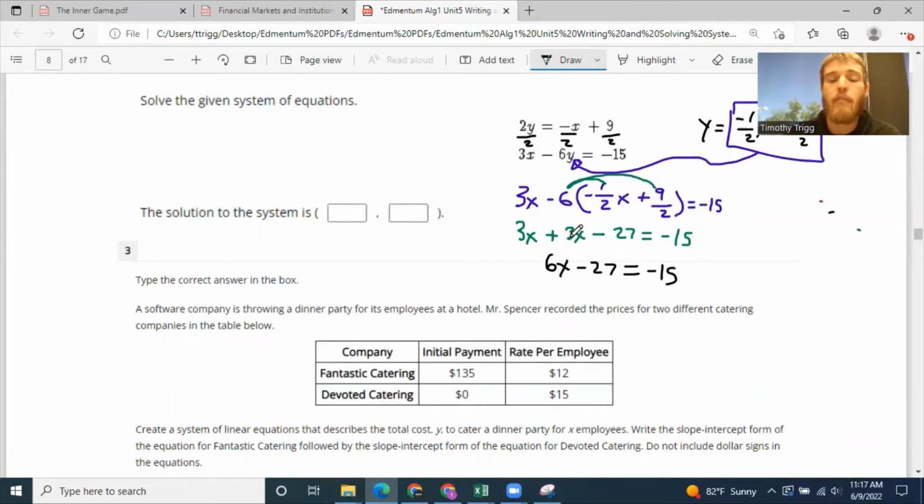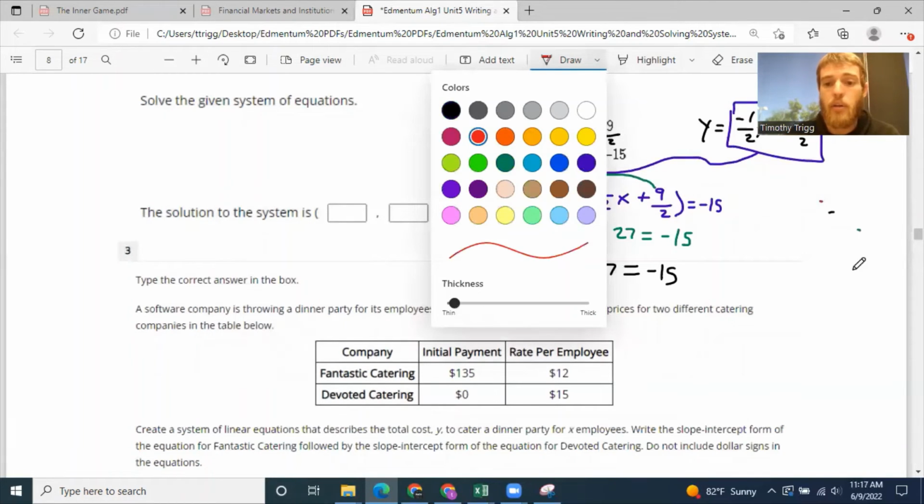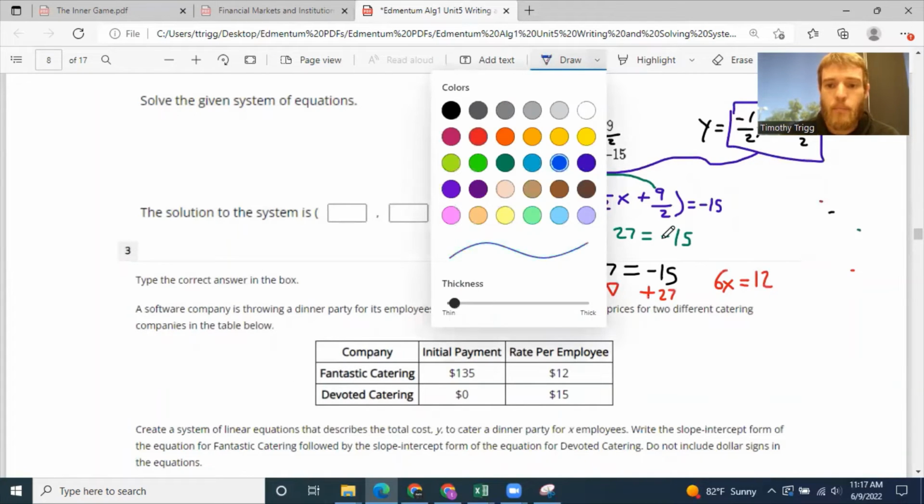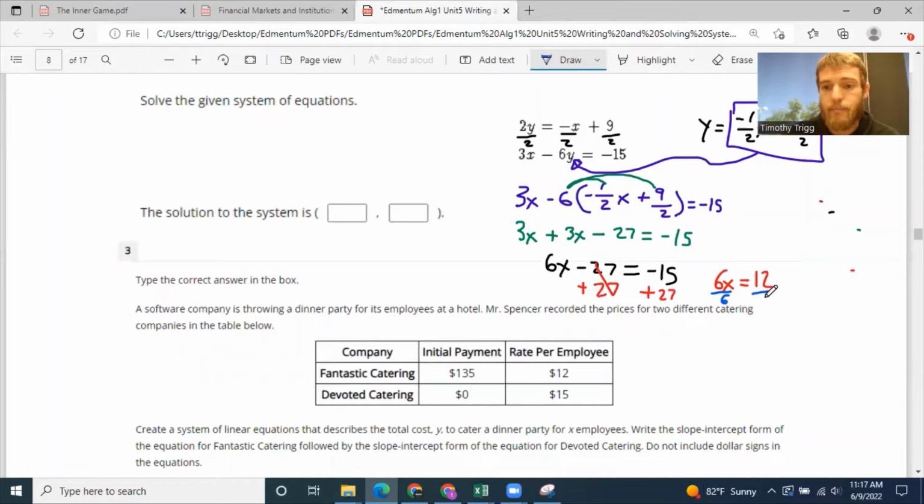What would I do now to help me solve for x? Well, I hope you can see that we should add 27 to both sides of the equation. I'm running out of space here. So that'll give us 6x is -15. Oh, I wrote 2y. That should say 27. -15 plus 27 is +12, because we have more positives here. Then divide both sides by 6 to get x by itself, giving us the value of x is 2.